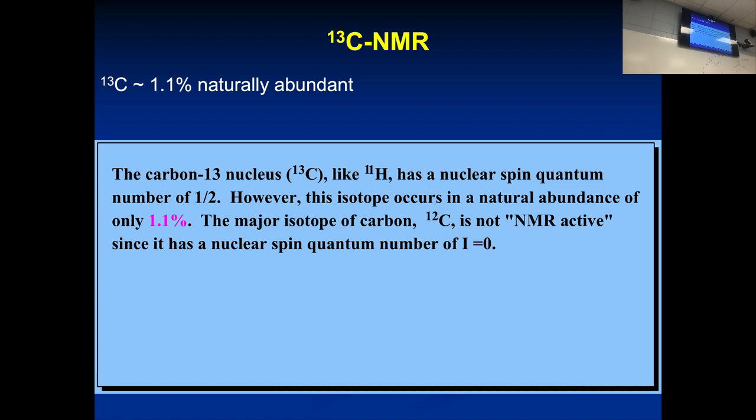Why that's the case, I'm really not sure. That's a question for the physicists. Okay? But if something has an odd mass number or an odd atomic number, its nucleus spins, and so it gives rise to NMR spectra.